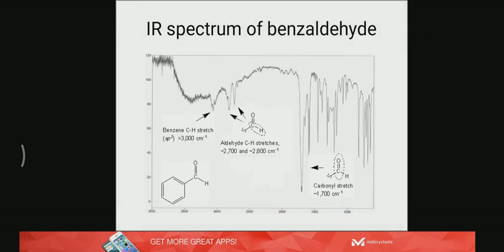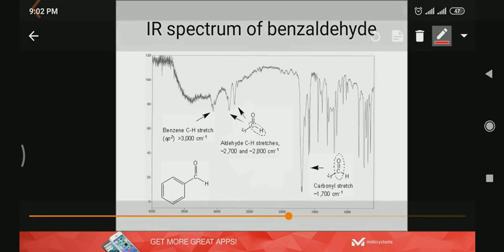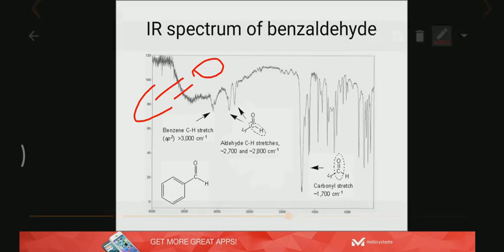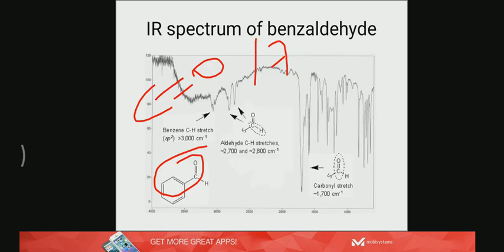Next we go on to benzaldehyde, this aromatic aldehyde. Here again the most important peak is that of the aldehyde carbonyl group. An interesting point is that since this CO group is in conjugation with the benzene ring, due to resonance the CO bond will become weak and the frequency will come down to around 1700 centimeter inverse. That is a speciality of aromatic aldehyde. And as before, it will have CH stretching of the aldehyde group.